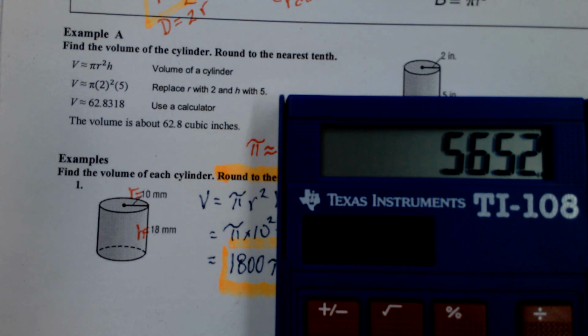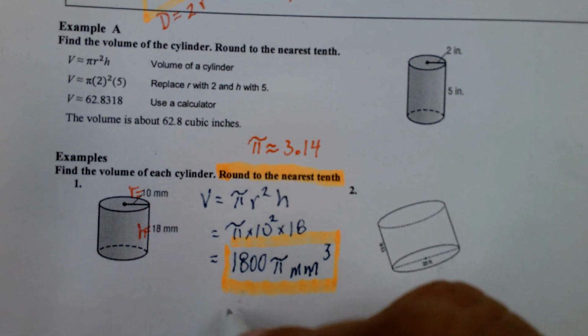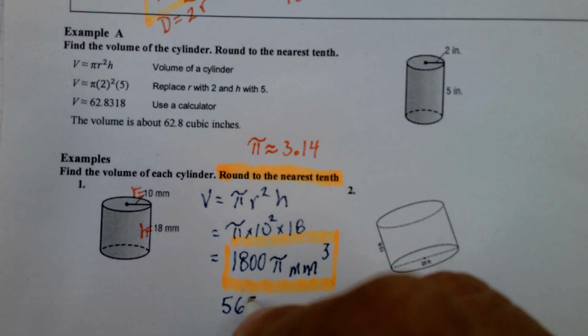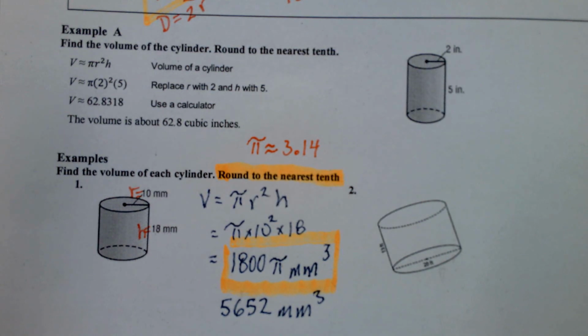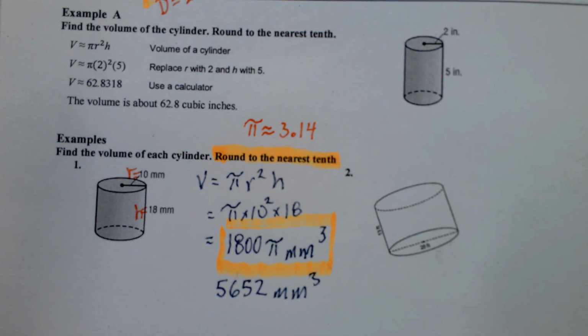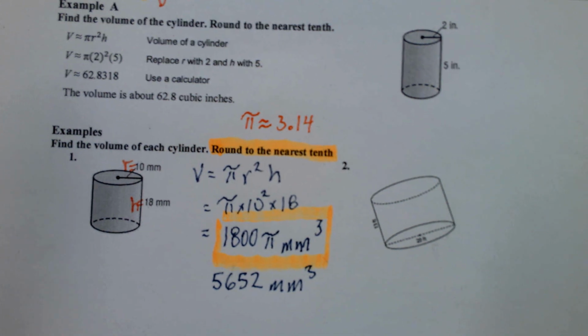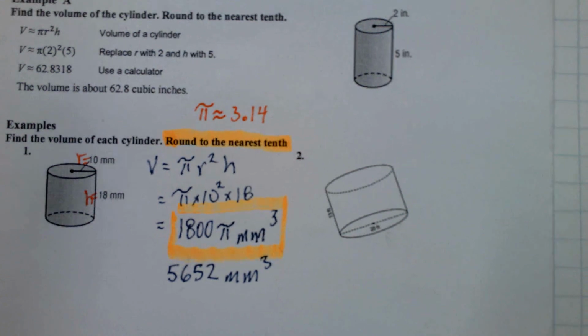Okay. And so that is going to be our approximate answer. So one answer is in terms of pi, and the other answer is approximated when we replace pi with 3.14. All right. Tell you what. I'd like you to try number 2.